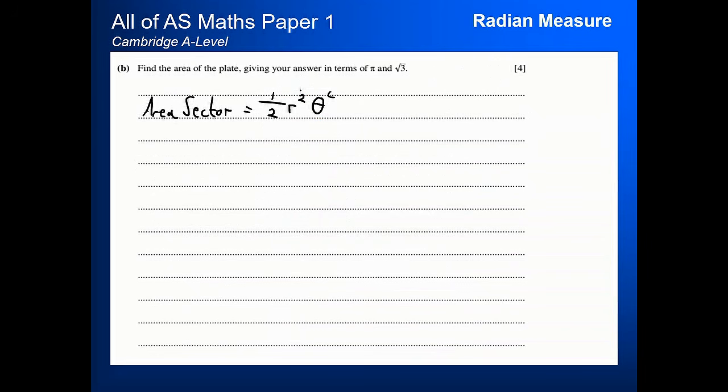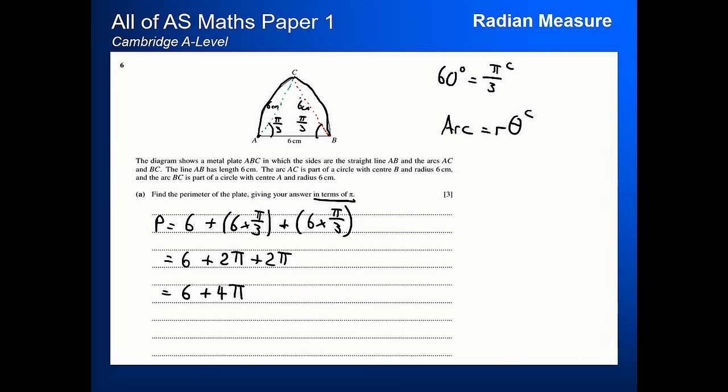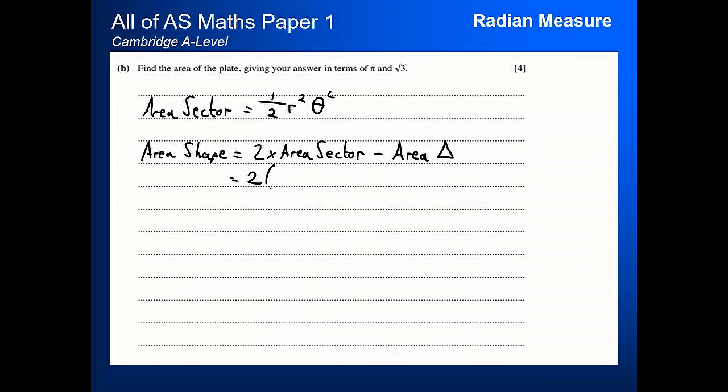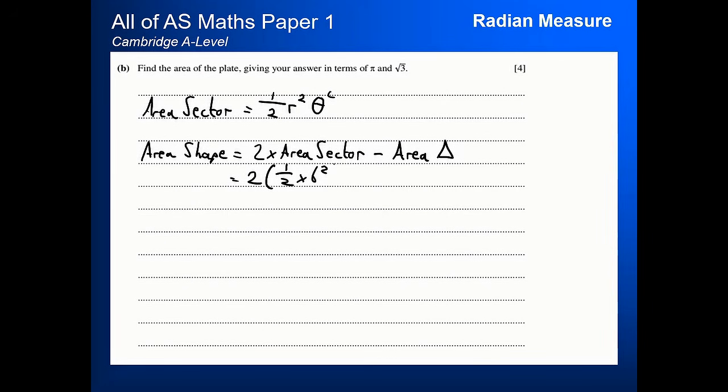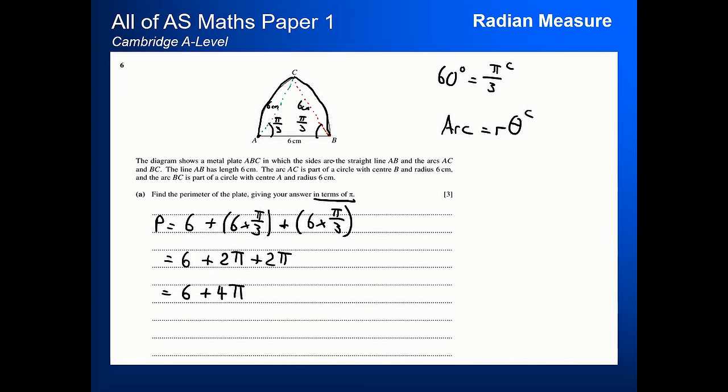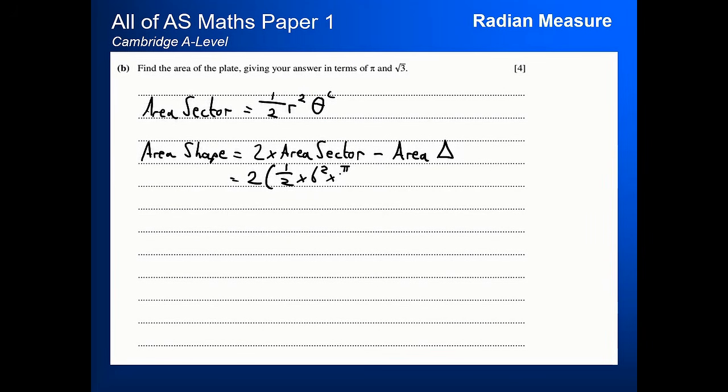So one way we can work this out: the area of the shape is 2 lots of the area of the sectors, and then minus the area of the triangle in the middle. Let's work out the area of one of the sectors. It's the same going both directions, so we can just times it by 2. If we put that into our formula, we get a half times r squared, where the radius is 6, and then times the angle, which is pi over 3.